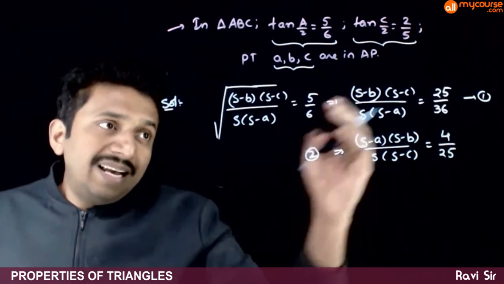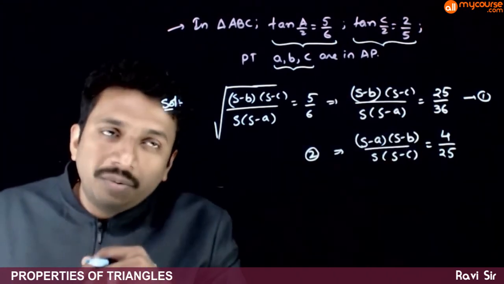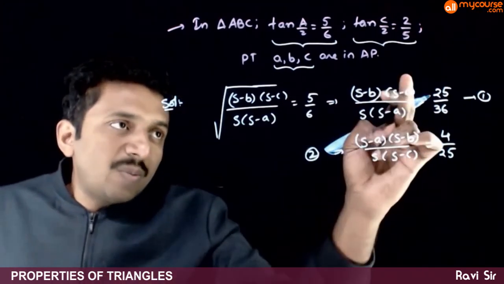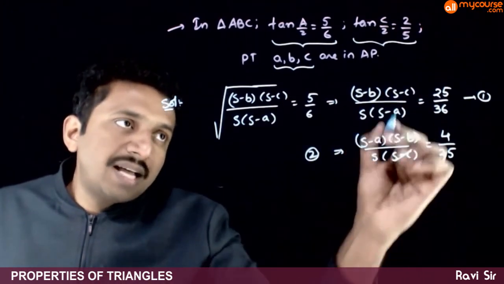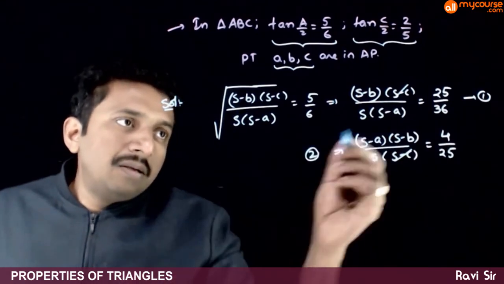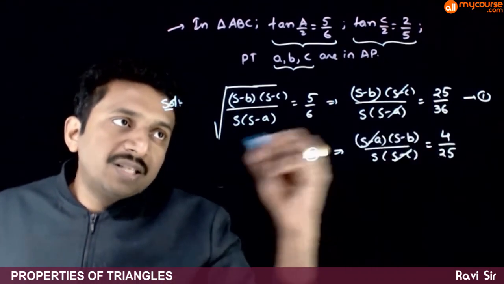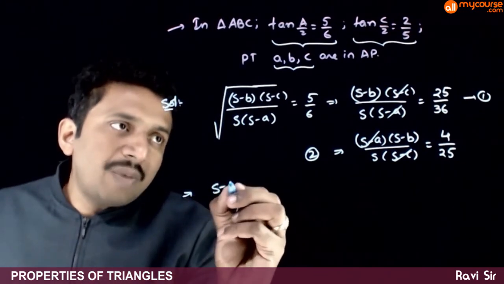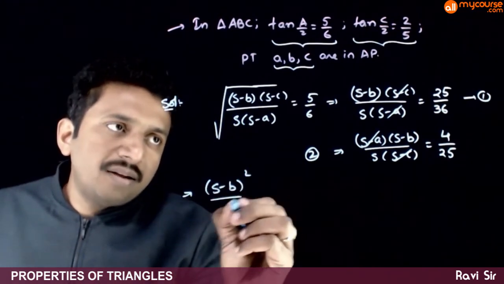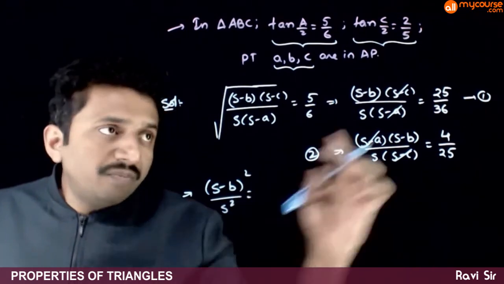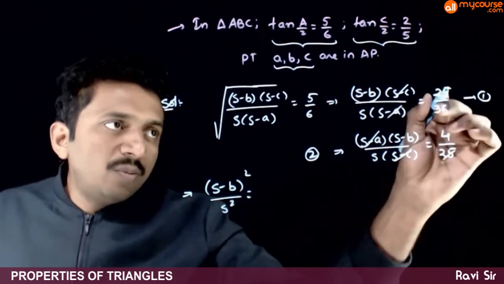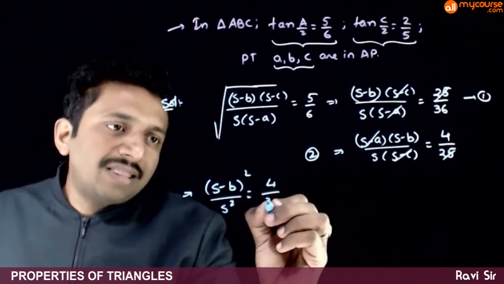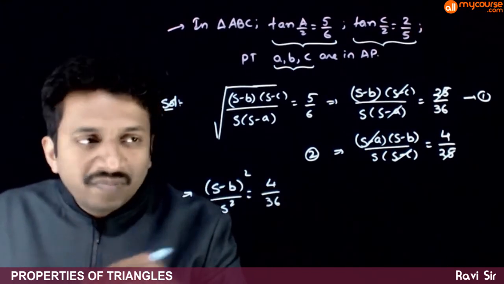Now let us multiply 1 and 2. So if you multiply 1 and 2, what happens? S minus C and S minus C, these two get cancelled. S minus A in the numerator and S minus A in the denominator get cancelled. So you get S minus B whole square by S square is equal to, once you multiply this, 25 in the numerator and 25 in the denominator get cancelled, you get 4 by 36.